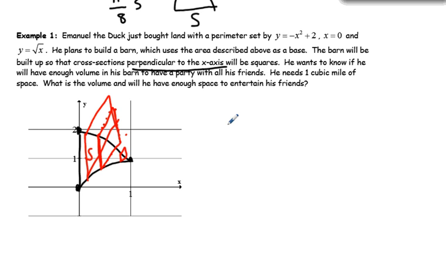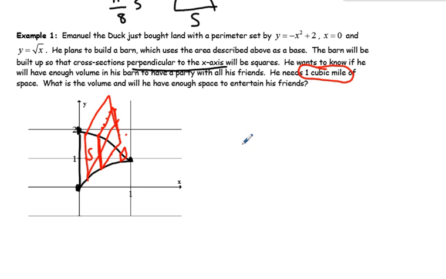All right, so he wants to know if he will have enough volume in his barn to have a party with all his friends. He needs 1 cubic mile of space in order to fit all his friends in that barn. What is the volume of this figure, and will he have enough space to entertain his friends?